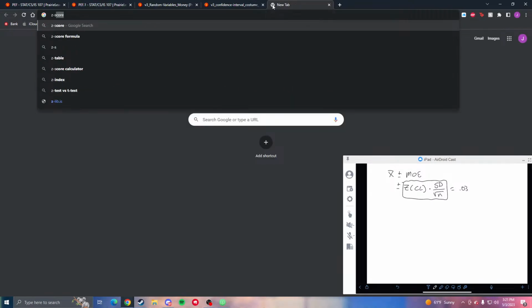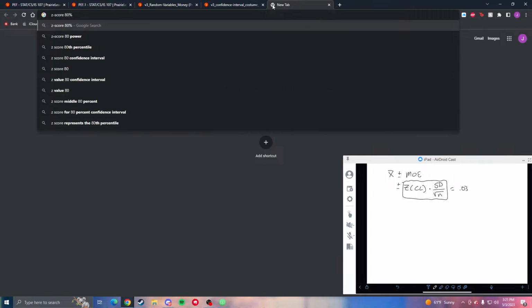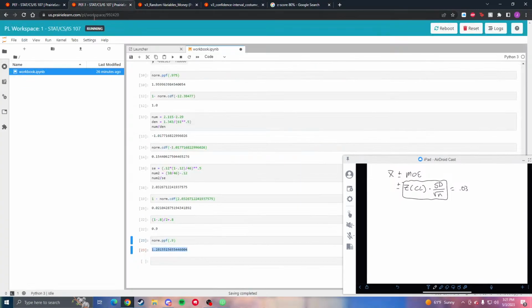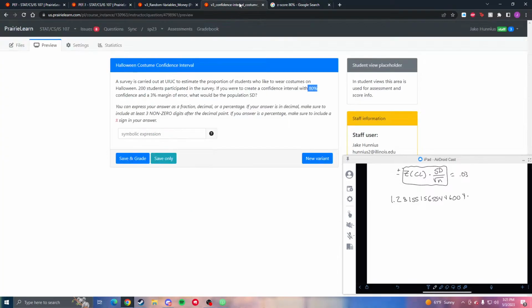And just to double check, z-score 80%. 1.28. So we're just going to use this full one right here because we did calculate that. Let's plug this into our formula. So we get 1.2815515655446004 times, and now we need our standard deviation and our square root of n.